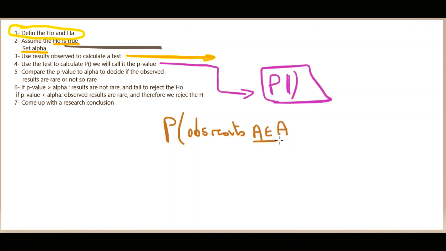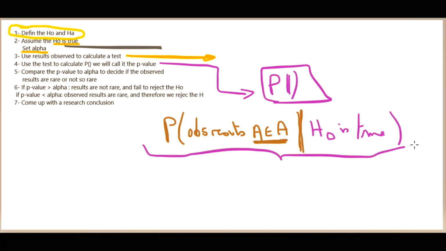So now you understand why we talked about "as extreme as." So, observing results as extreme as the results that you observed in your sample, with a condition, so it's a conditional probability. What is that condition? The condition that you made in step number 2, that the null hypothesis is true. Okay? So this is the definition of that probability.